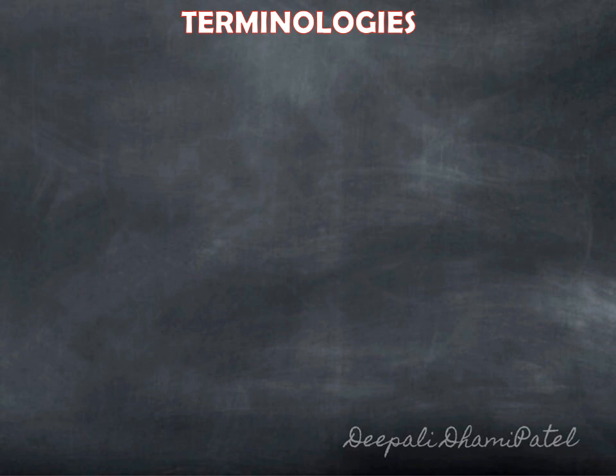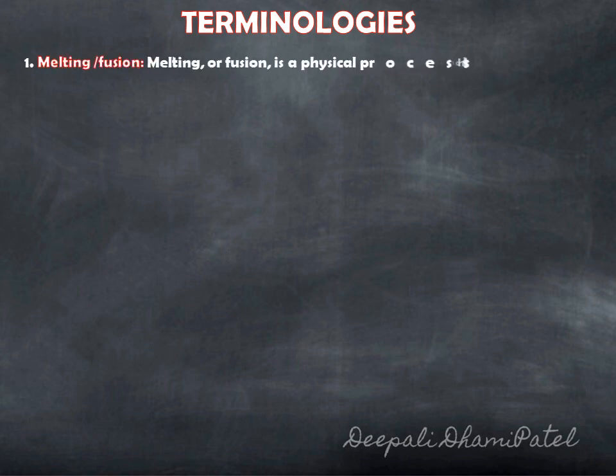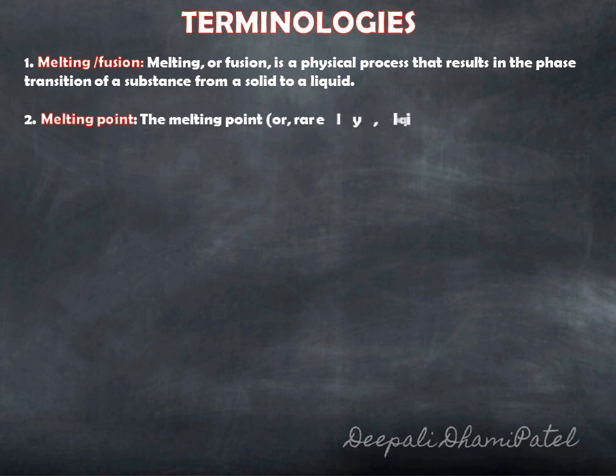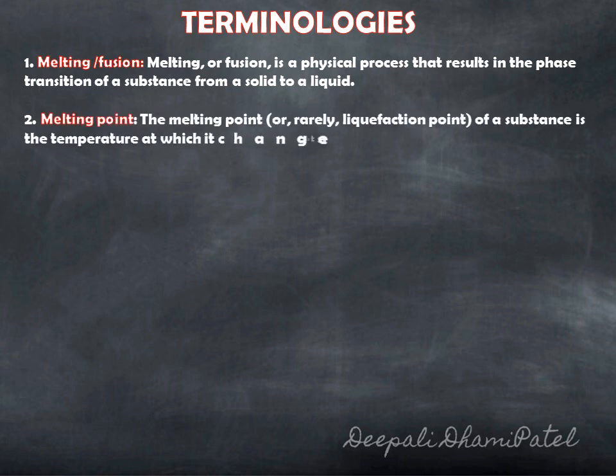Now let us see some more terminologies related to the chapter. Melting or fusion. Melting or fusion is a physical process that results in the phase transition of a substance from solid to liquid. So very simple, you can remember it as the process by which a solid substance gets converted into liquid substance is called melting. Melting point is the temperature at which this conversion of solid substance to liquid substance occurs. Each substance has a unique melting point.